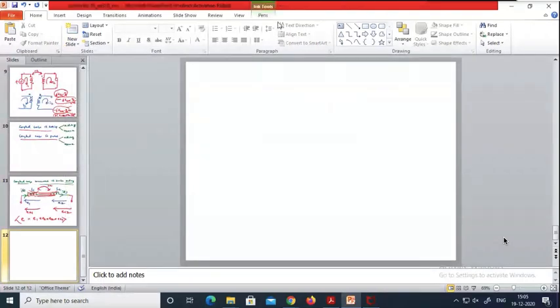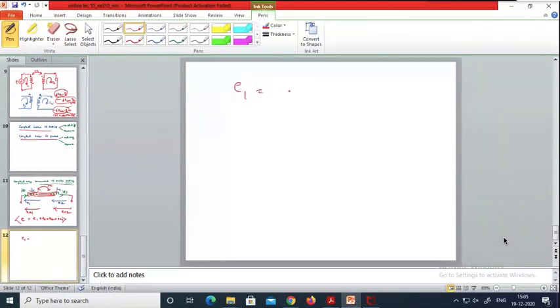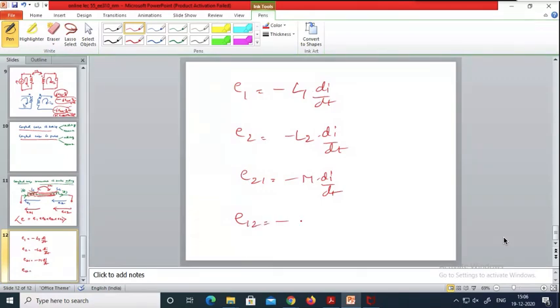So E1 is what? The self-induced EMF. That is nothing but minus L1 into di by dt, only one current is flowing. E2 is minus L2 into di by dt. E21 is nothing but minus M into di by dt. E12 is also minus M into di by dt, because the current is remaining the same through the two coils.